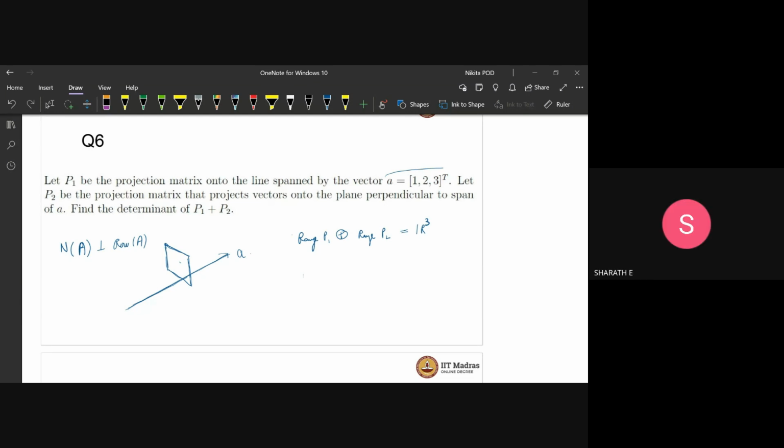Ma'am, we can do it with eigenvalues also, right? Along the line it will have eigenvalue 1, perpendicular it will be 0, that way. Multiplication of eigenvalues would be equal to the determinant. One plus zero, it would be like that. I have to add them, not multiply. P1 will have determinant 1, the other one will have determinant 0.